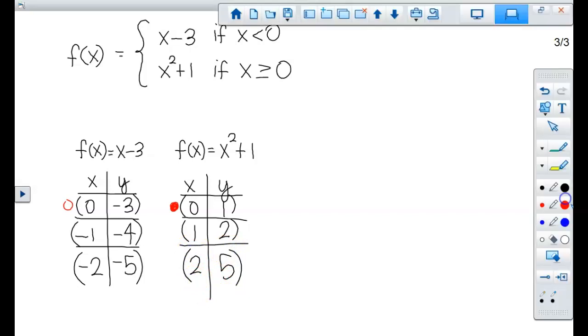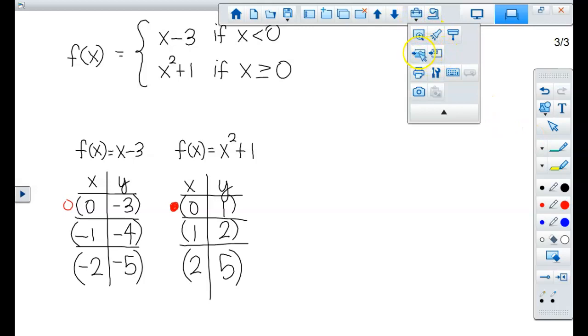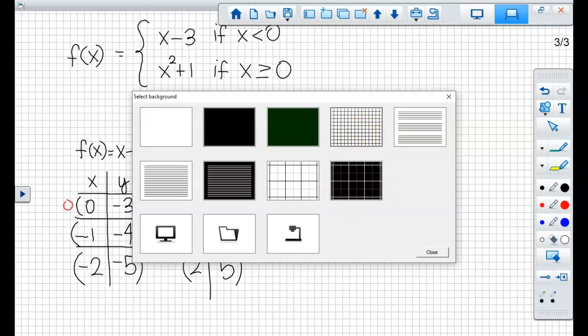Each piece gets its own table. Some of the numbers will be predetermined for you by the domains that are listed. The others you get to choose, but they have to fit the domain.